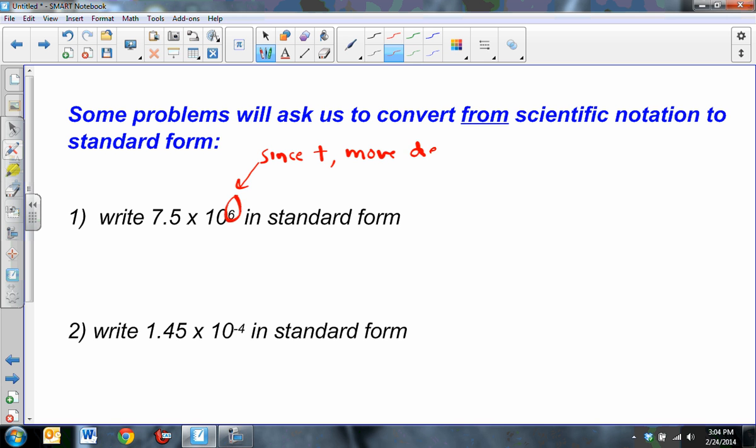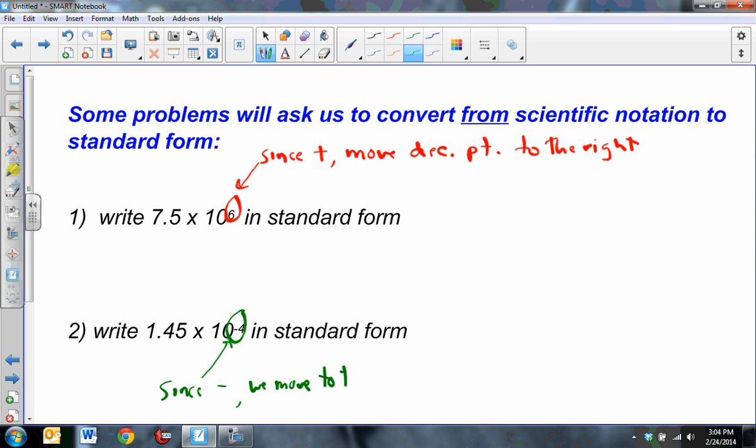We're going to move the decimal point to the right. Okay? And then on the next example, since this is negative, we move to the left. So that's the first thing to notice: is the exponent positive or negative?